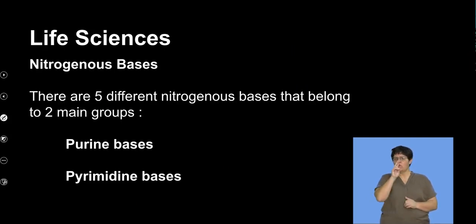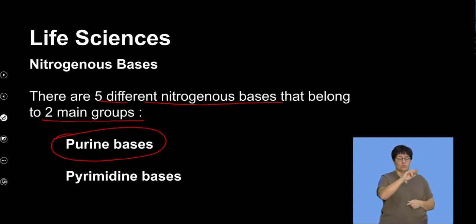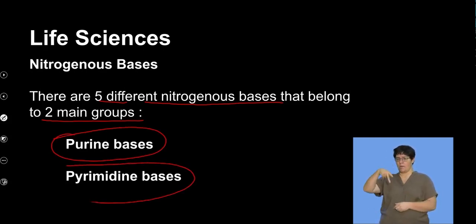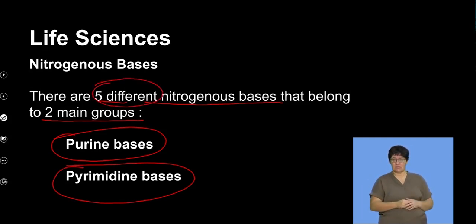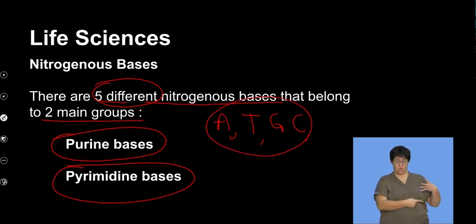However, when we look at this, there are 5 different nitrogenous bases that belong to 2 main groups. The 2 main groups that we talk about, these families, are the purine bases and the pyrimidine bases. So these 5 different nitrogen bases, which I'm going to illustrate in the next slide: adenine, thymine, guanine, and cytosine, and in addition to that, uracil, belong to 2 major groups. Let's try and look at the next slide.